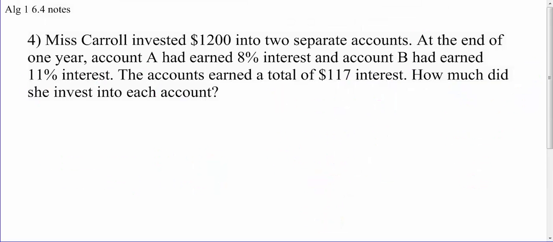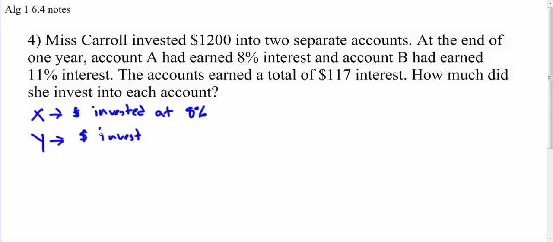All right, number 4, Miss Carroll invested $1,200 into 2 separate accounts. They're both earning interest. Account A is earning 8%, account B is earning 11%. She gains $117 in a year. How much did she invest into each account? All right, so basically again, we have two variables. So I'm going to call X the money invested at 8%, where Y would represent the money invested at 11%.